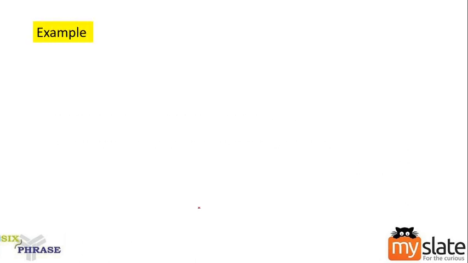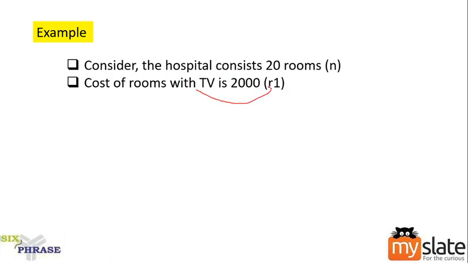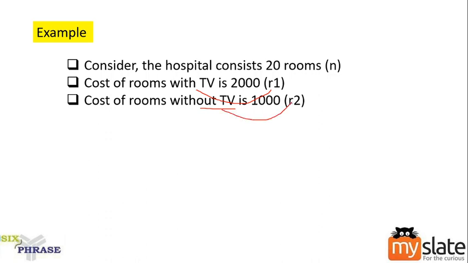Now consider an example. Let me just consider some sample data to work with. Once we understand the sample data, we'll be able to work on the problem. So here, consider the hospital contains 20 rooms. N value is 20. And the rate is given. Consider cost of rooms with TV is 2000. With the TV cost is nothing but R1. R1 is 2000. And assume without TV is 1000. So without TV, R2 is 1000.